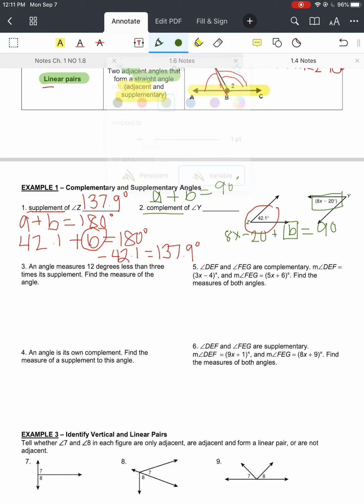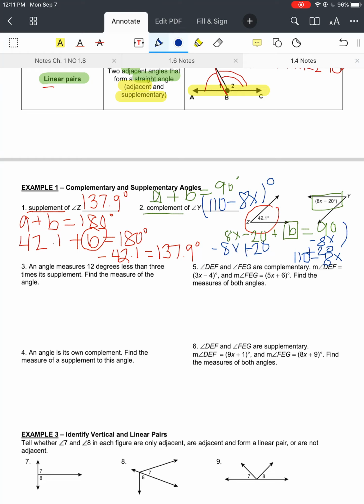Just like before, we're going to use subtraction. So I'm going to need to subtract 8x from both sides. And I'm also going to have to add 20, kind of combining a few algebra steps in a row. Sorry, that's a plus. Combining like terms, I can combine 90 and 20, and that'll give me 110. And I'm still subtracting that 8x. Again, I don't know what 8x is, so I can't do anything with it. So the complement of angle Y is just going to be 110 minus 8x. We usually put parentheses around it and write degrees.